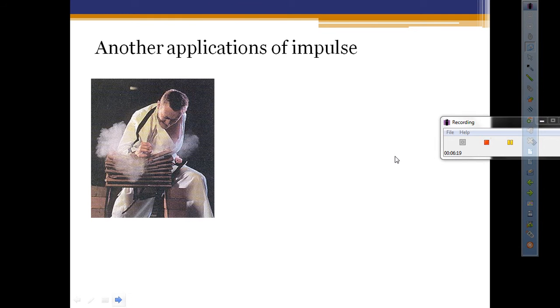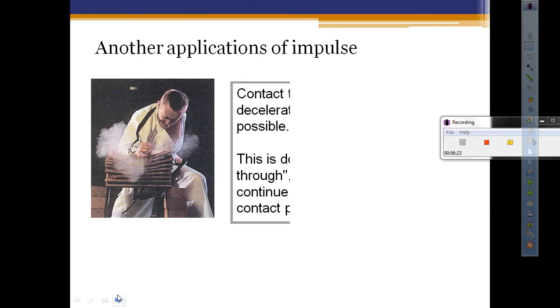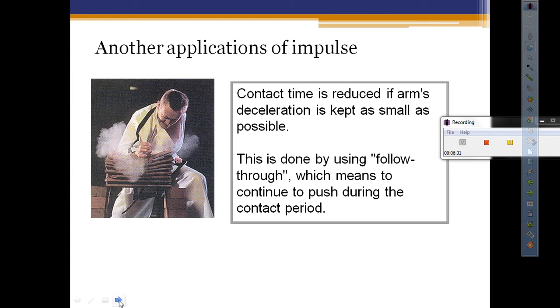All right, another application of impulse. Contact time is reduced if the arm's deceleration is kept as small as possible. This is done by using follow-through, which means to continue to push through the contact period. I think your coaches talk to you about this if you play golf or tennis. Keep that ball in contact with the club or the racket as long as possible.